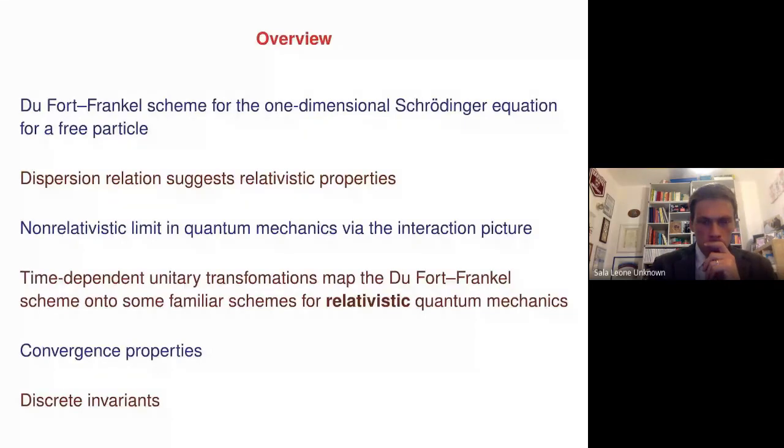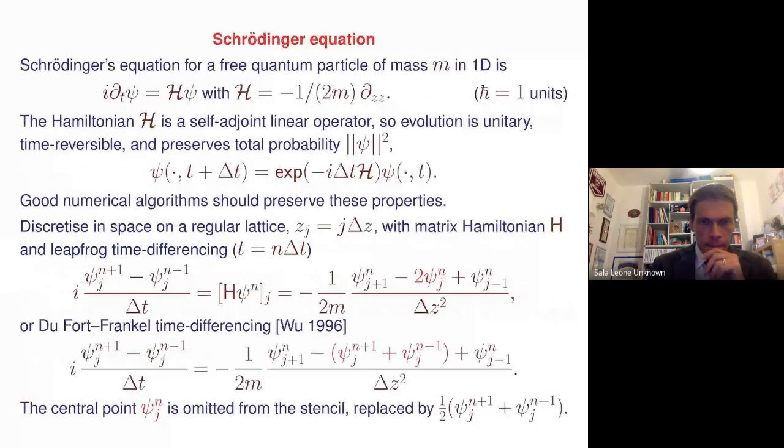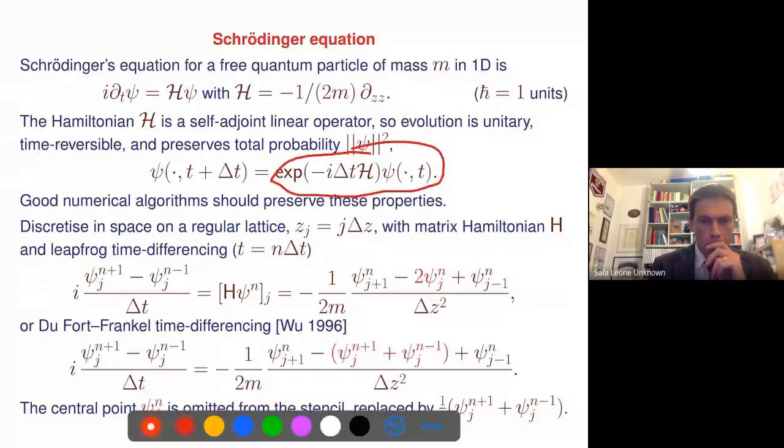Here's the Schrödinger equation at the top. So I've got some wave function psi that I'm evolving. I'm just going to do a free particle in one dimension. And then this Hamiltonian H generates a unitary evolution. That's this thing. So if H is self-adjoint, this exponential is unitary. That generates properties like time reversibility and conservation of probability.